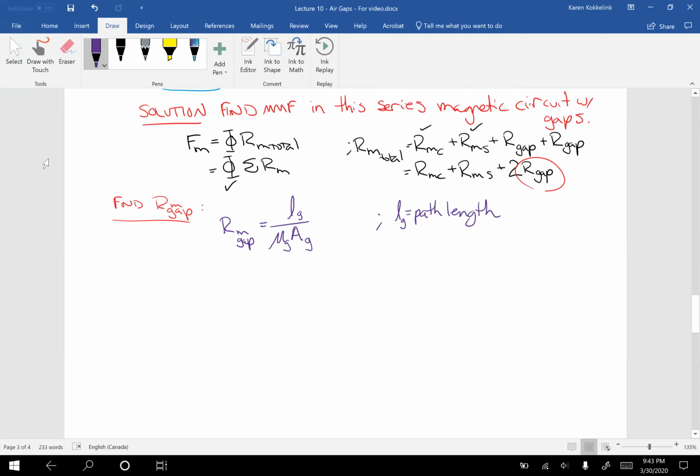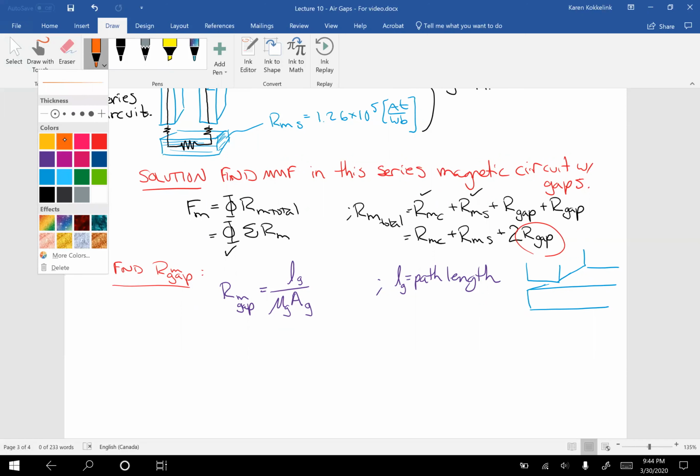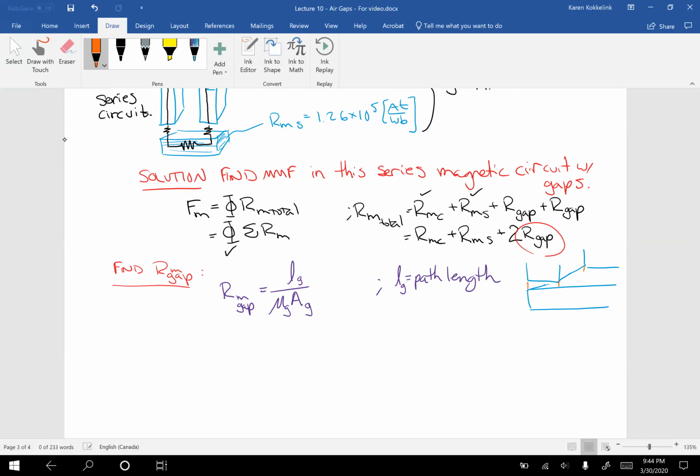So let's look at what this gap looks like. The material has a rectangular cross section, and then at the bottom it joins to another piece with a rectangular cross section, and the gap is in between. The gap fills up all of this space. And the length of this gap is equal to the thickness of the fiberboard. I think it was fiberboard, yes.